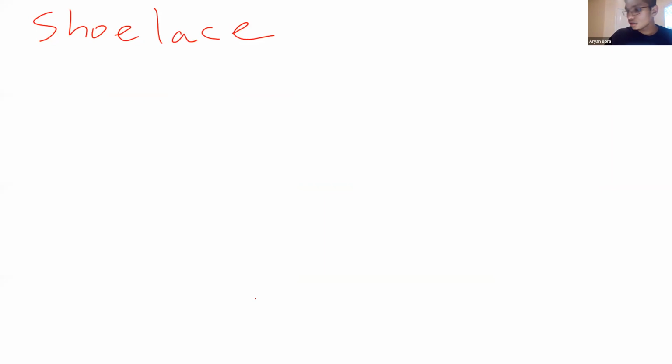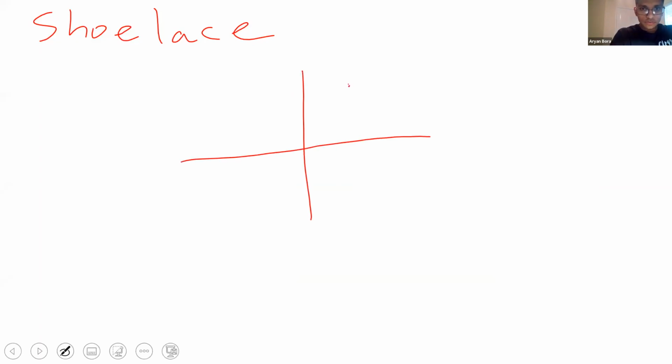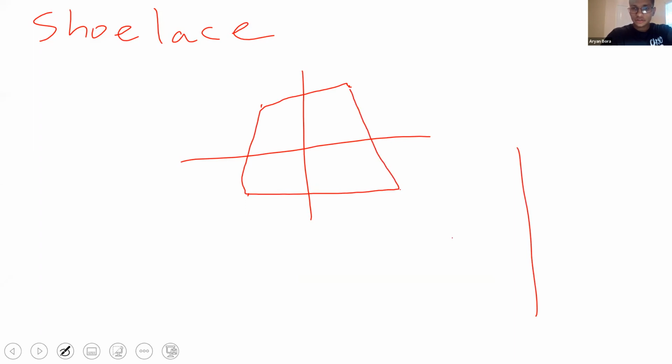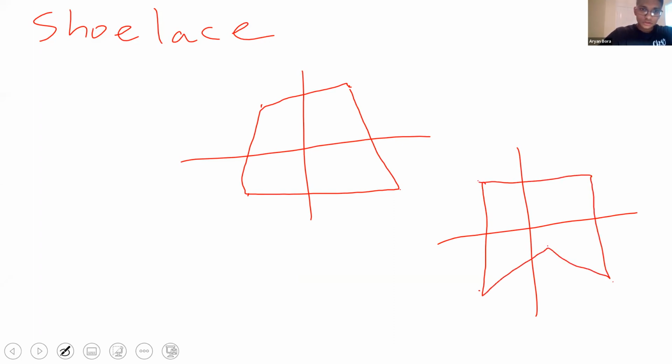Both Shoelace and Pick's work for all polygons, as long as they are actually polygons and don't intersect themselves. So let's say you wanted to find the area of this shape. Yep, Shoelace would work here. But if you wanted to find the area of this shape, Shoelace wouldn't work, but Pick's still would. Basically, the reason for this is that this shape is convex and this shape is concave. You can think of it like this shape is basically cheating: it goes into itself, not outside. So for any convex shape, Shoelace will work, and for basically any shape at all, Pick's will work.